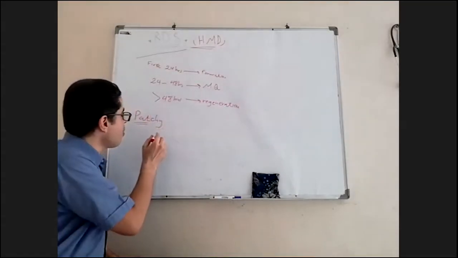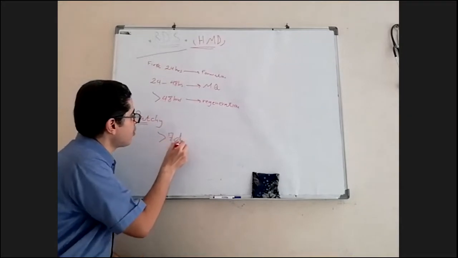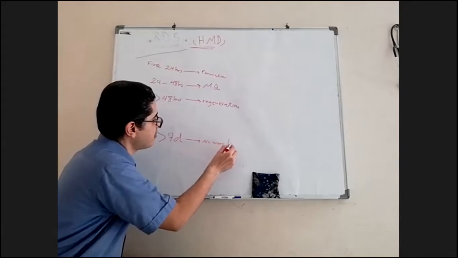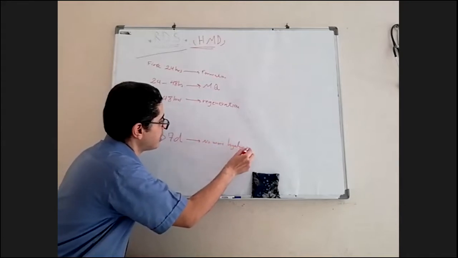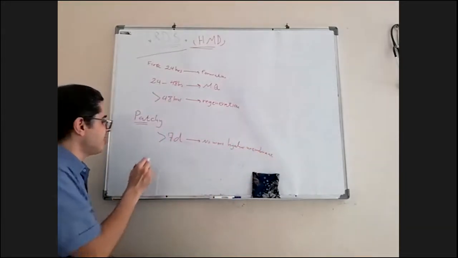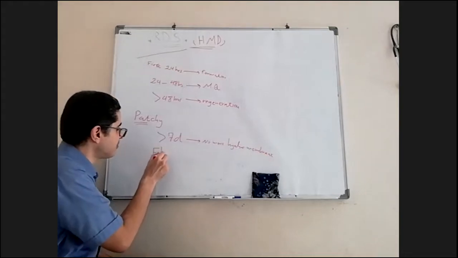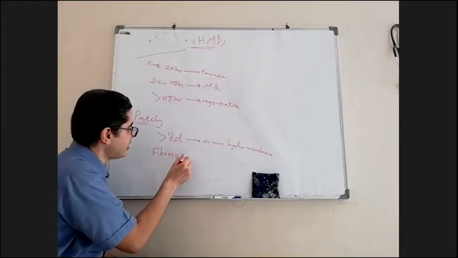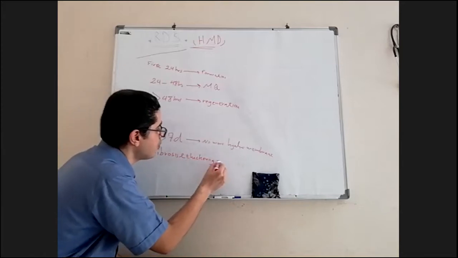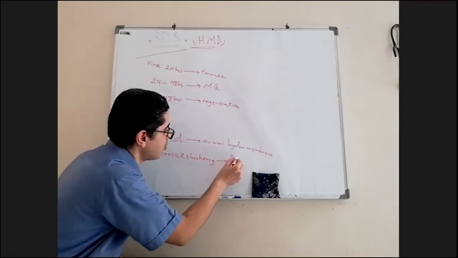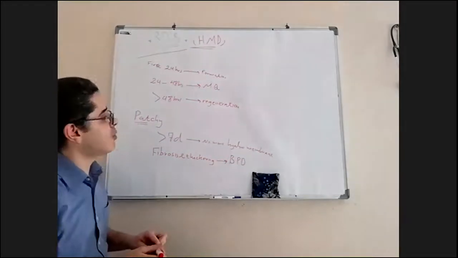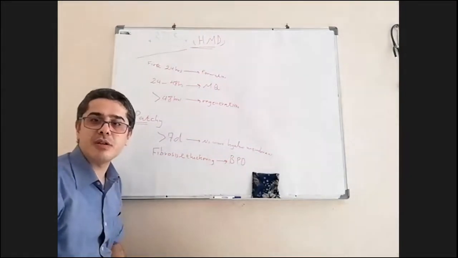So more than 7 days, no more hyaline membrane. Hyaline membrane should be regenerated and intact. If after more than 7 days you find fibrosis and thickening, it means the patient is going to bronchopulmonary dysplasia, or chronic lung disease of the newborn.